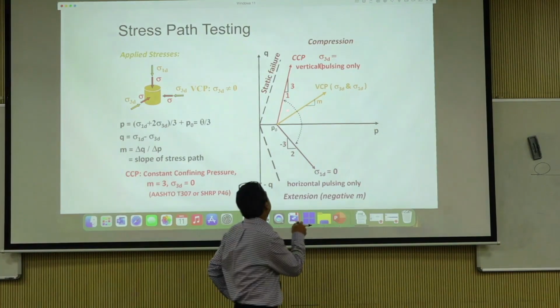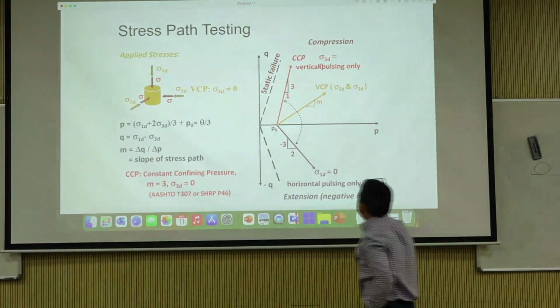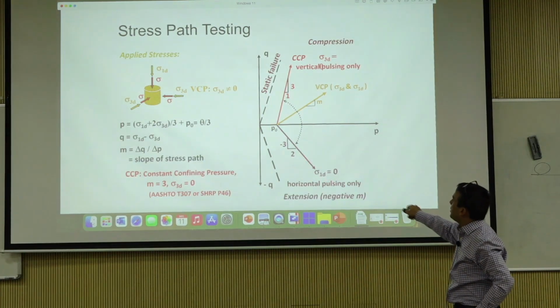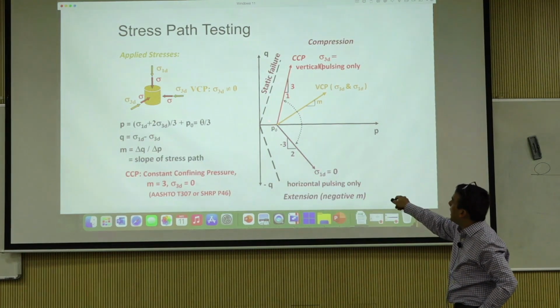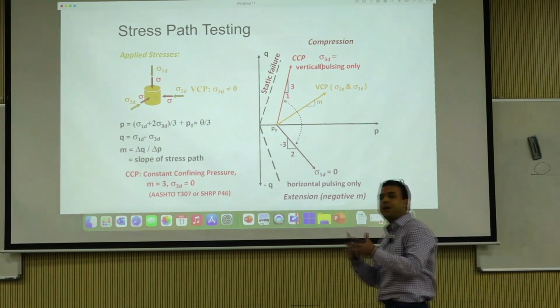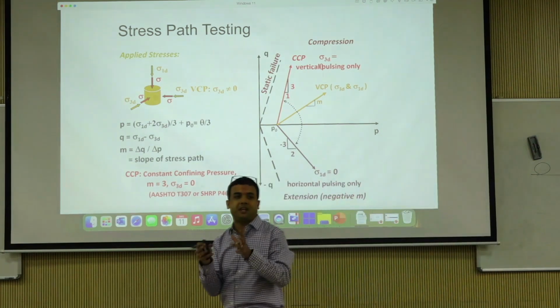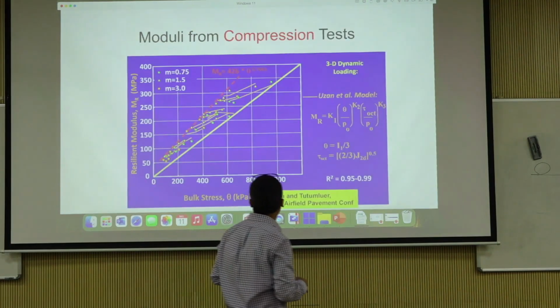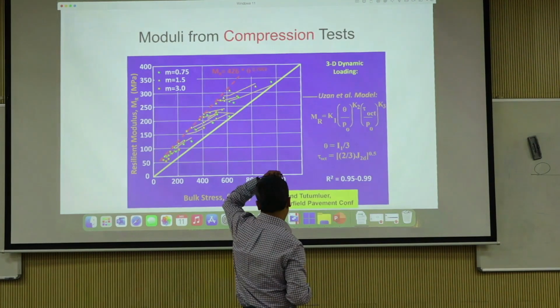And if you want to run it, you can actually test the materials in horizontal pulsing only. It's actually pointing down at a slope of 3:2. If you do a vertical pulsing only, it's pointing up at a slope of 3:1. So now you are really playing with the stress path of the material, what it is subjected to and stuff like that. This is stress path dependency.